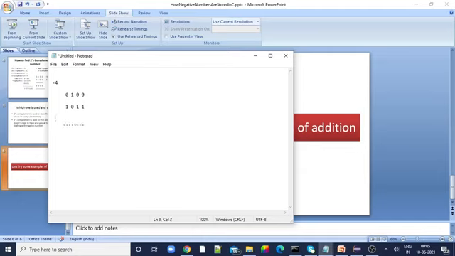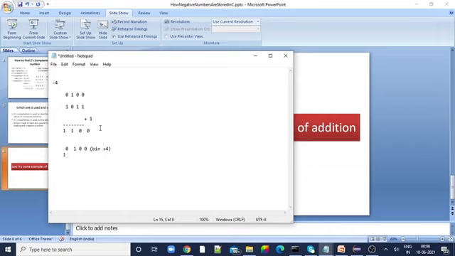If I add 1, 1 plus 1 is basically 0, and I add the carry over 1. So I'm going to get 1100. This is how I'm going to store -4 in my computer memory. Now I'm going to perform the addition operation. So 0100 is the binary value of plus 4.